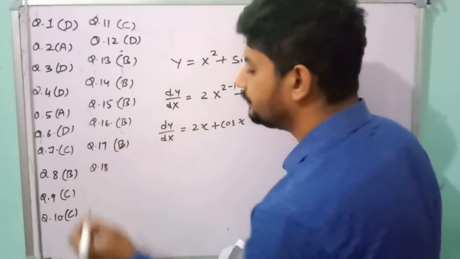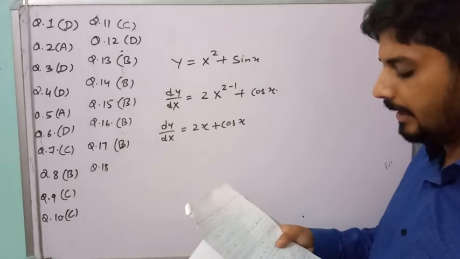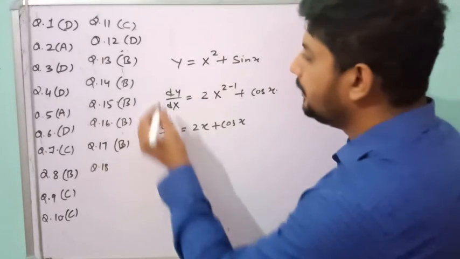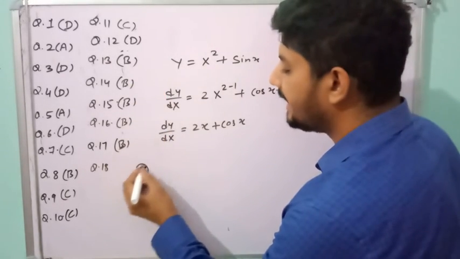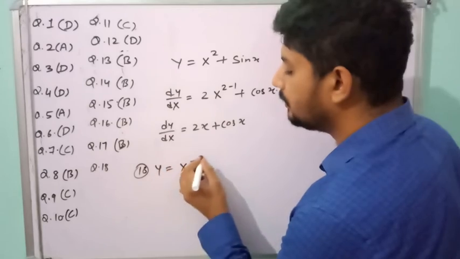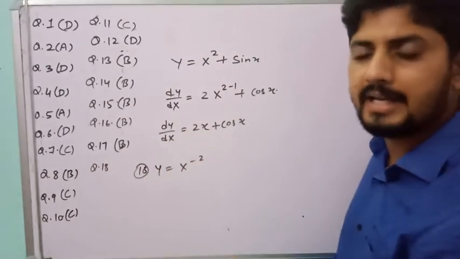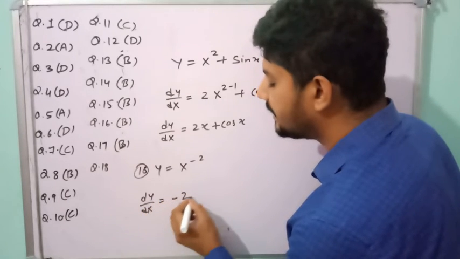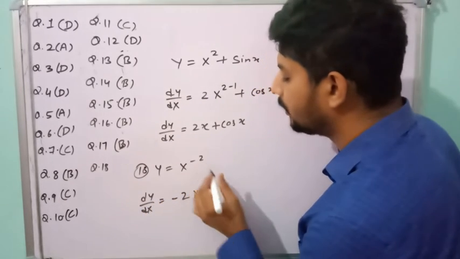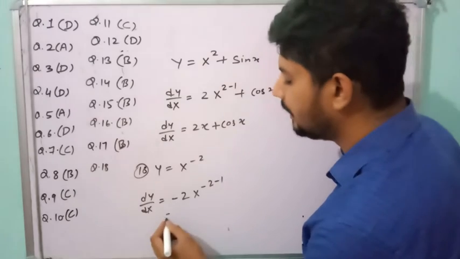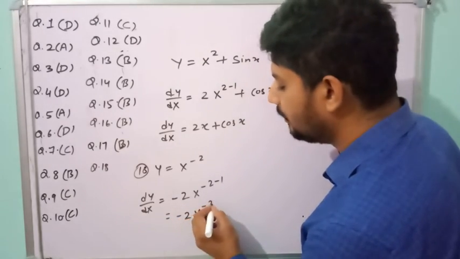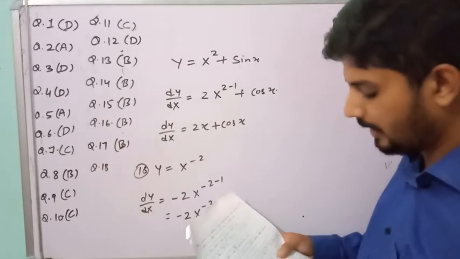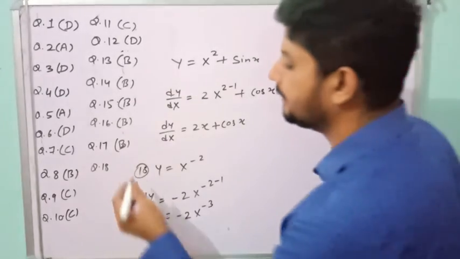Question number 18. Again y is given to you as x raised to power minus 2. Okay, this is also again an algebraic function. So differentiation, what you are going to do, power will come in the multiplication and you have to reduce one power out of it. So minus 2 minus 1. So this becomes minus 2 x raised to power minus 3. Okay, so again option B is correct.